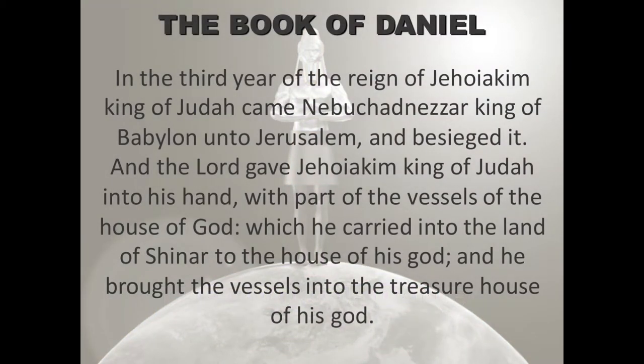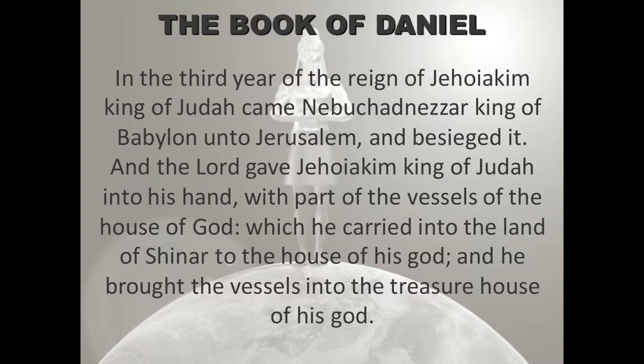Daniel writes, "In the third year of the reign of Jehoiakim, king of Judah, came Nebuchadnezzar, king of Babylon, unto Jerusalem, and besieged it. And the Lord gave Jehoiakim, king of Judah, into his hand, with part of the vessels of the house of God, which he carried into the land of Shinar to the house of his God, and he brought the vessels into the treasure house of his God."